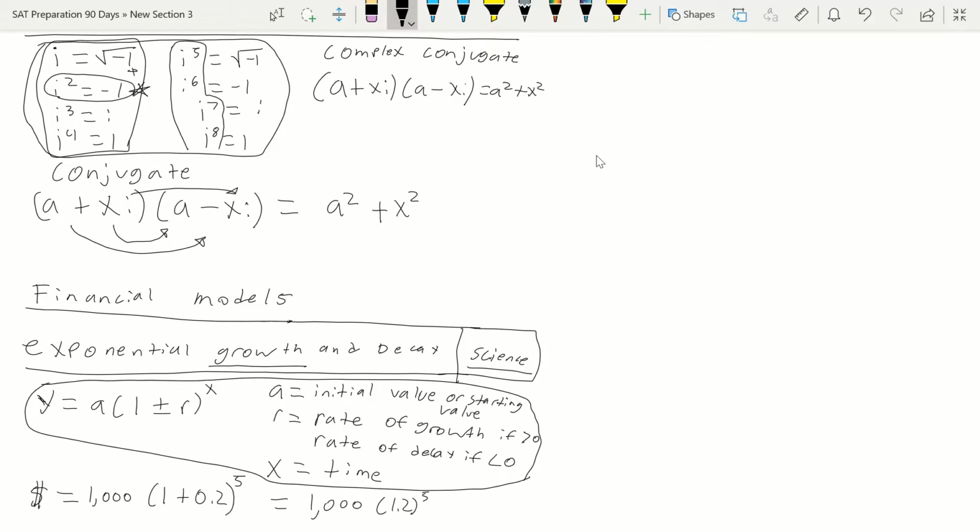And then we need to use this rule: a plus xi times a minus xi equals a squared plus x squared. That's how we can get rid of this imaginary number, right? By multiplying by that conjugate. So we have an a plus xi times an a minus xi. Our middle terms will cancel, and the i term is going to cancel, leaving us with a squared plus x squared.